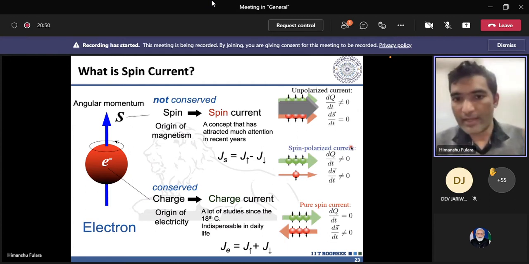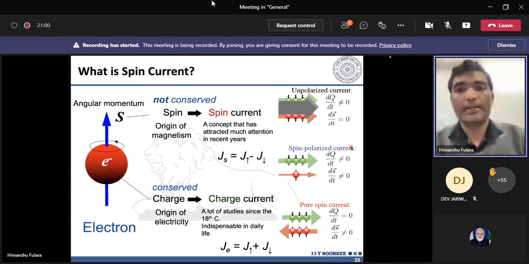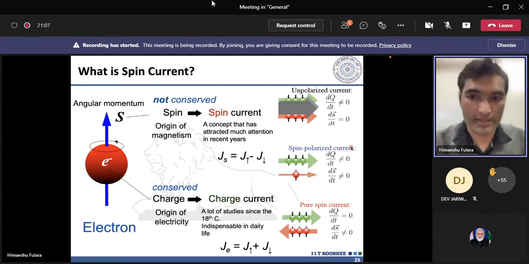And what are the advantages which I have already mentioned to you? Spin can reduce your energy consumption, because if you are able to drive your devices with the spin current or with the spin polarized current, then it consumes very little power.